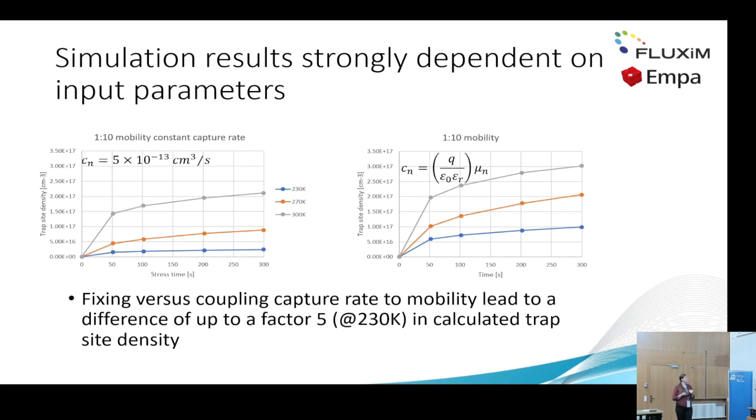And this is quite a significant difference, and this already shows that we cannot pinpoint the number of our trap states directly.